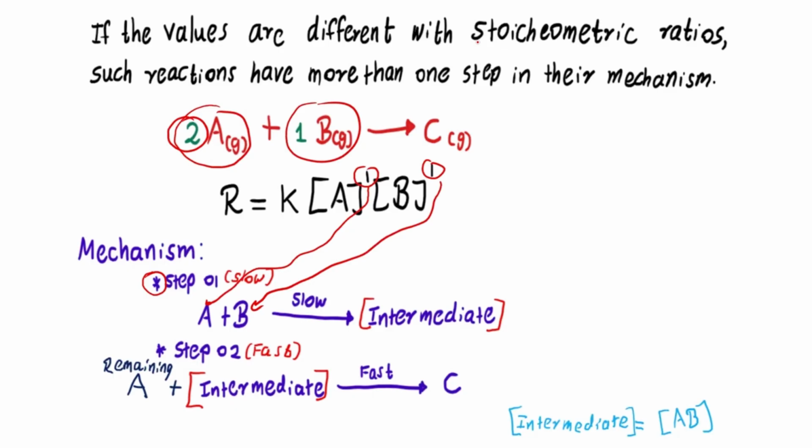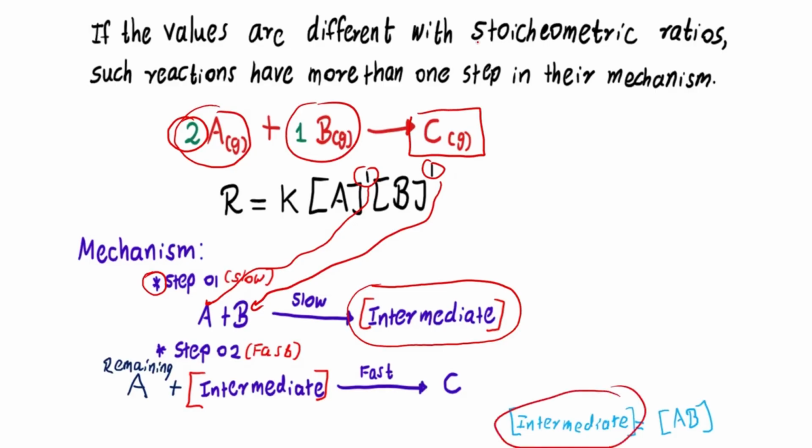So 1 molecule of A with 1 molecule of B cannot produce the product C, because to produce C, I need 2 molecules of A combined with 1 molecule of B. So that means what I am going to get is not the product. If you don't get the product, we call it an intermediate. If someone asks you the formula of the intermediate, it is simply a combination of A and B. So you call it AB.